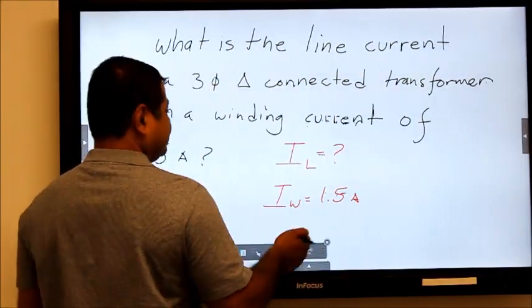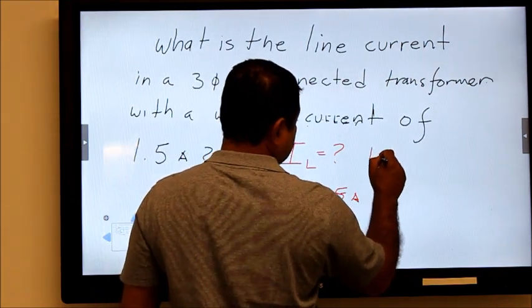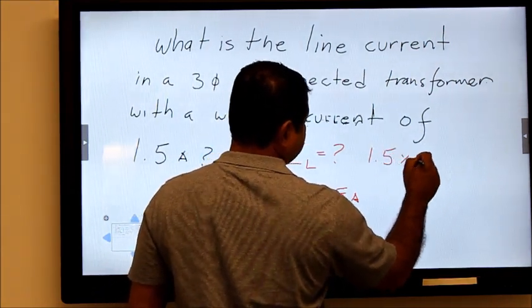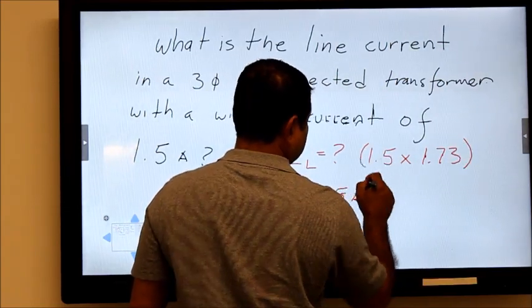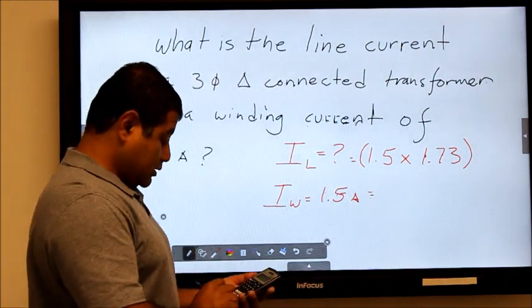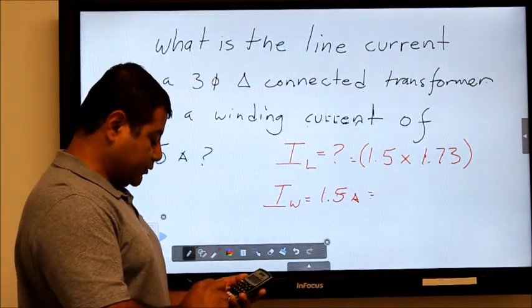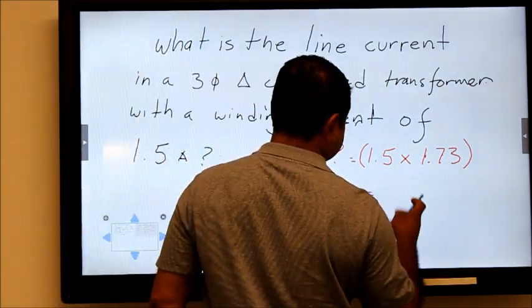Oh, it didn't work this time. So the line current is equal to 1.5 times 1.73. So you get your handy dandy calculator: 1.5 times 1.73, and I get 2.59 amps.